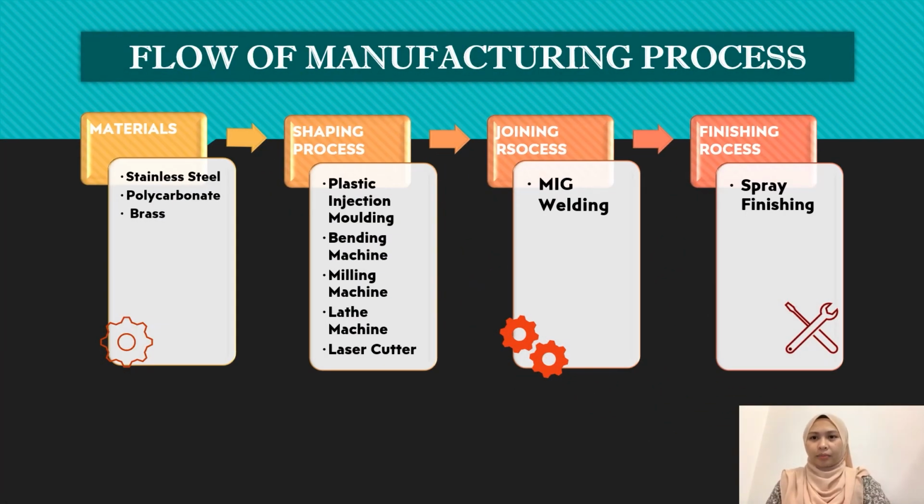Assalamualaikum, my name is Sazlina binti Saman. This is the flow of the manufacturing process. From choosing the material, we can proceed to the shaping process, joining process, and the final step is the finishing process. The shaping processes that we choose are plastic injection molding, bending machine, lathe and milling machine, and the last one is laser cutter machine. For the joining process is MIG welding. For the finishing process, we choose spray finishing.